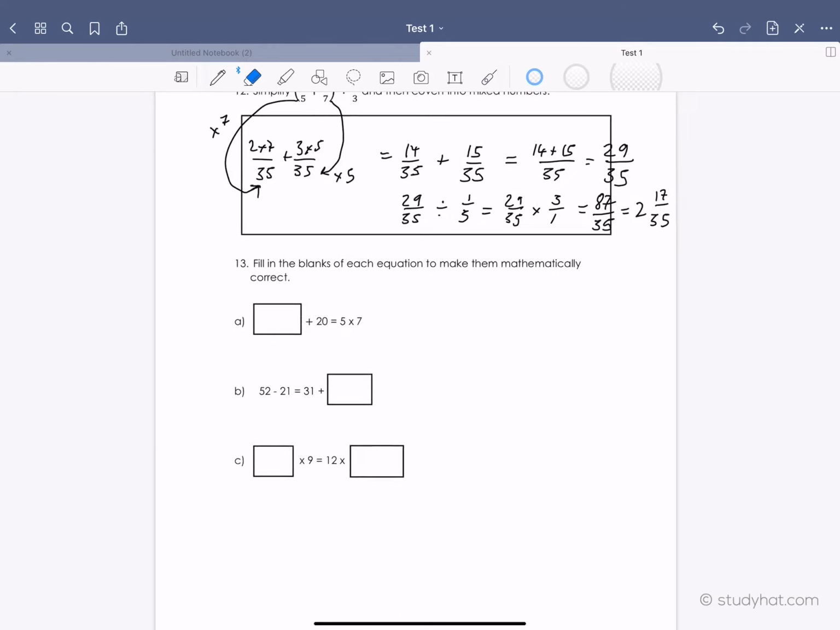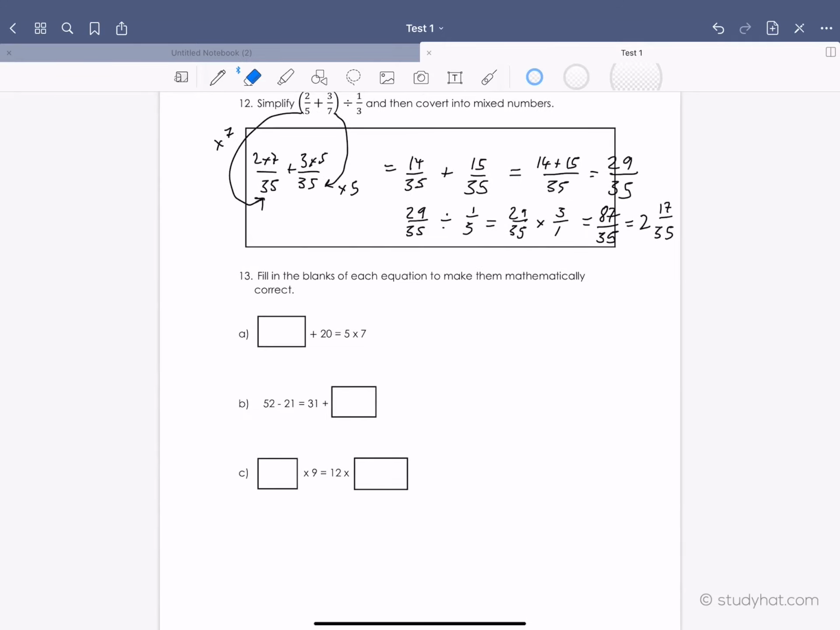Okay, some algebra now. So to do this, first of all, we solve the side on the right. So this tells us 5 times 7 is 35. So x, some unknown, plus 20 equals 35. So what we do is we subtract 20 from both sides. And we get x equals 35 minus 20. So x equals 15. You can check that. 15 plus 20 equals 35.